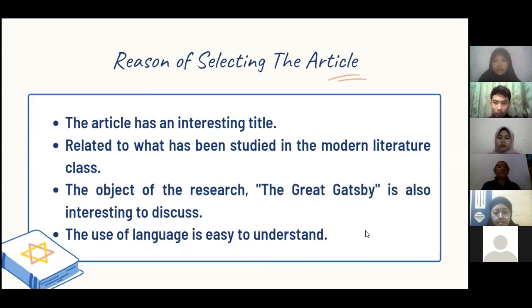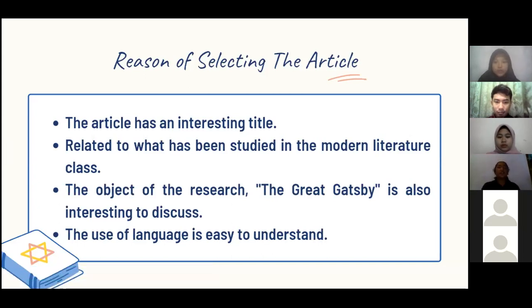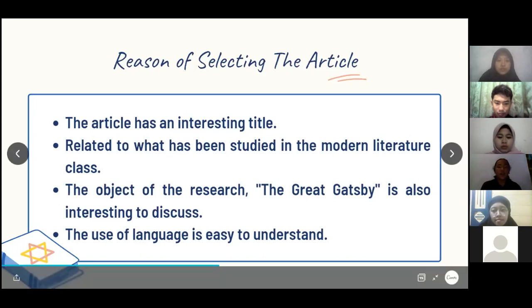The third point is that the object of the research, The Great Gatsby, is also interesting to discuss because this novel is very famous for the American Dream of J. Gatsby. And the author of this novel is F. Scott Fitzgerald, who also introduced the base age. And the last point is that the language is easy to understand and is related to the way of the researcher in analyzing the American Dream in the J. Gatsby character.